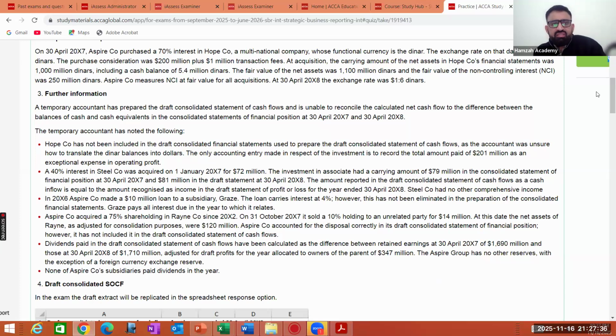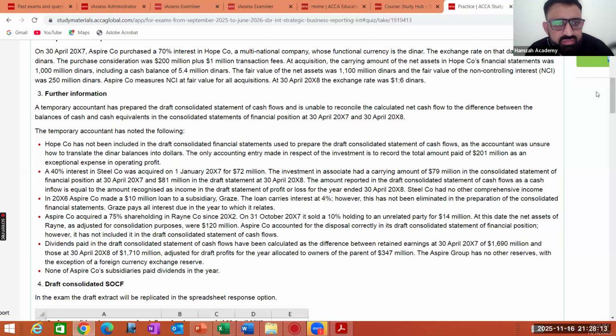On 30th April X7, Aspire company purchased 70% interest in a Hope company, a multinational company with functional currency of dinar. Exchange rate on that date of acquisition was 5 dinar per dollar. Purchase consideration was $200 million plus 1 million transaction fee. At acquisition date, the carrying amount of the net asset in a Hope company financial statement was 1000 million dinar, including the cash balance of 5.4 million dinar.